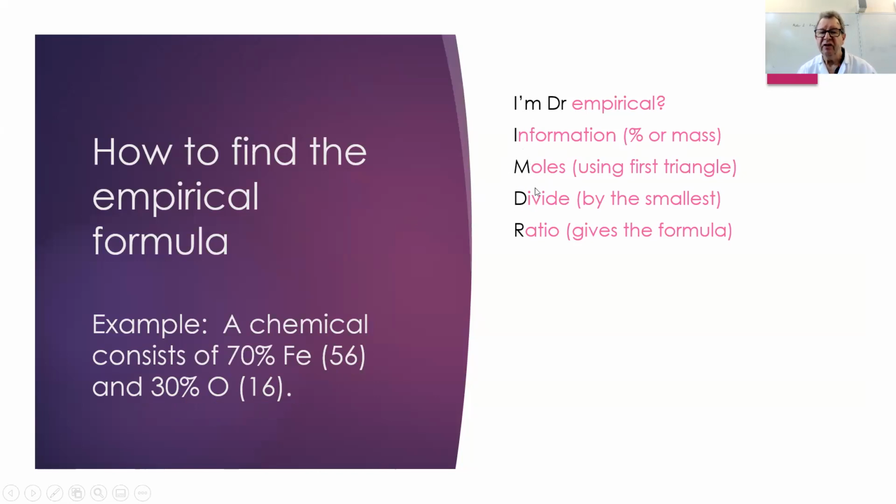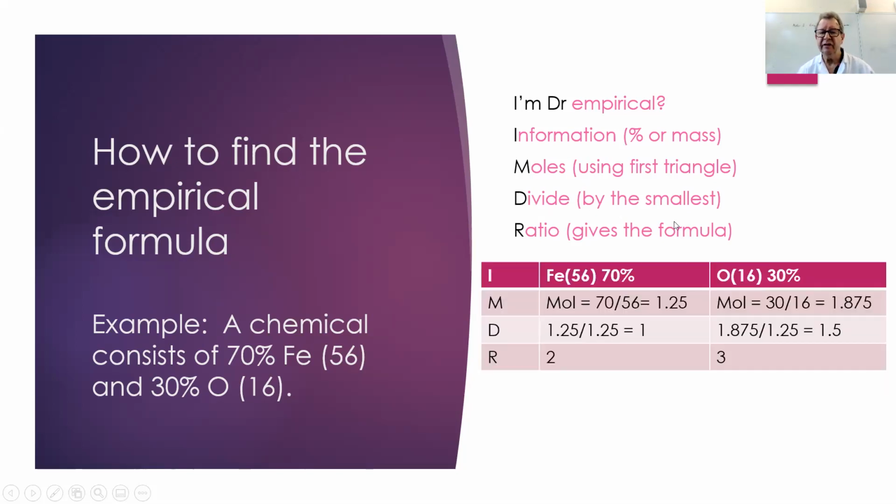Then you divide by the smallest one. If you remember, finding a ratio is always dividing by the smallest, and that gives me the ratio, or should give me the ratio, or close to it. We'll see an example where that comes up later, and then that will allow me the empirical formula.